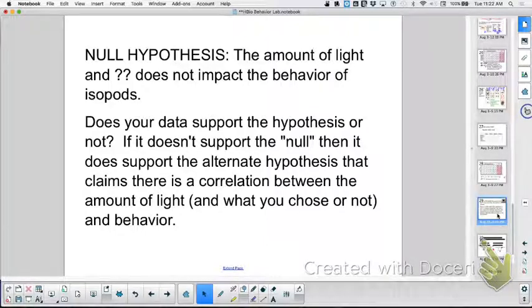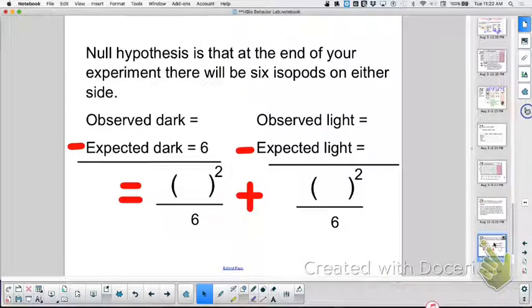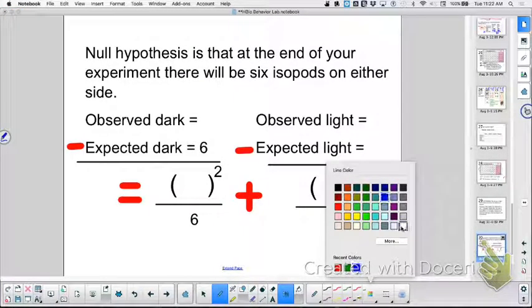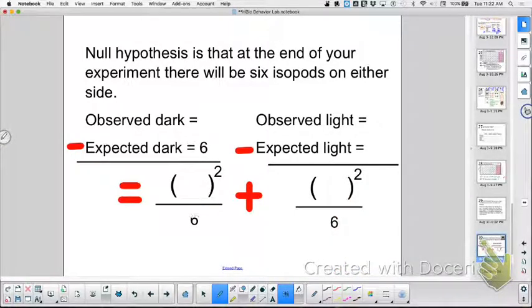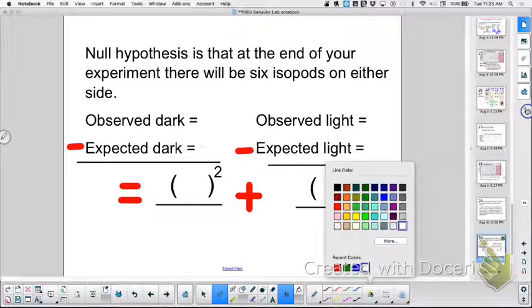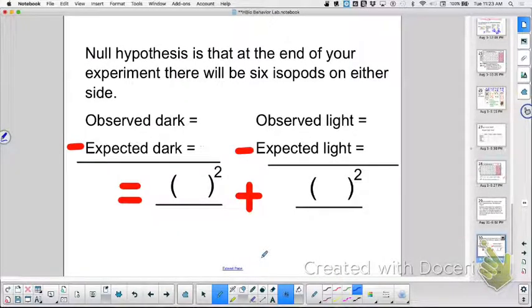So for that, let's take your example. I'm going to get rid of these numbers that are already here. All right. So now, how many roly-polies total did you have? You had 20. So if you had 20 roly-polies, how many would you expect in the dark? How many would you expect in the light if it was pure kinesis, random movements? 10. We would expect 10 and 10.